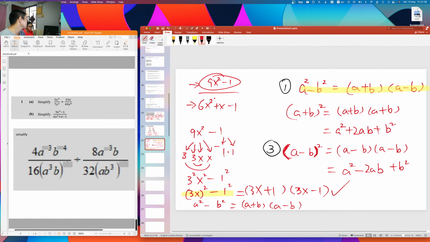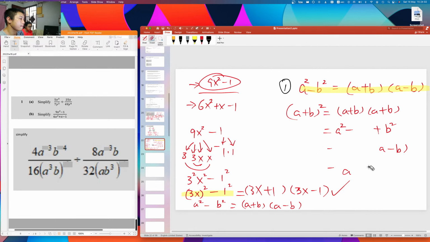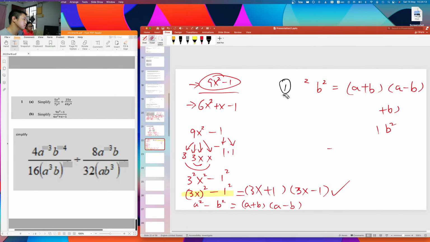So after we do the numerator, now we need to do the denominator. So next time when you do this kind of question, always write the formula below so you can match. Once you match, you just fill in the pattern accordingly.